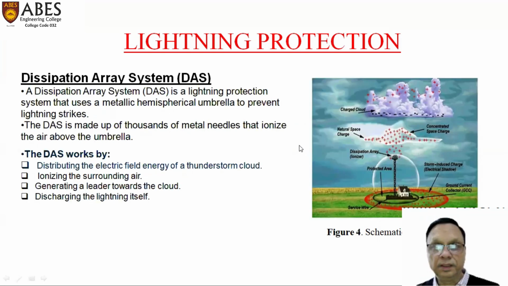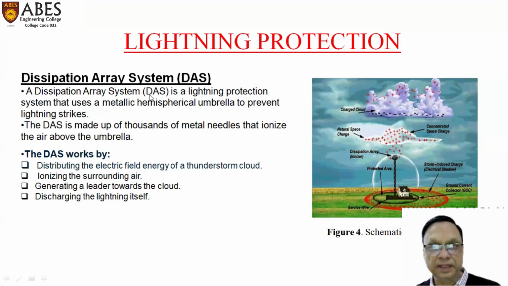Now, the earlier three schemes which we have discussed were meant for a particular building, a particular area. But now we will discuss two systems where a whole community is protected from lightning, maybe a household block or a colony. So these types of protections are used. The first one is the dissipation array system.